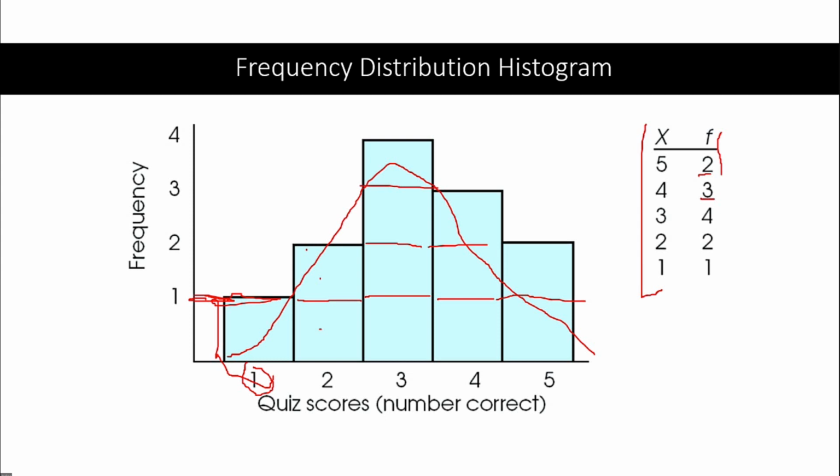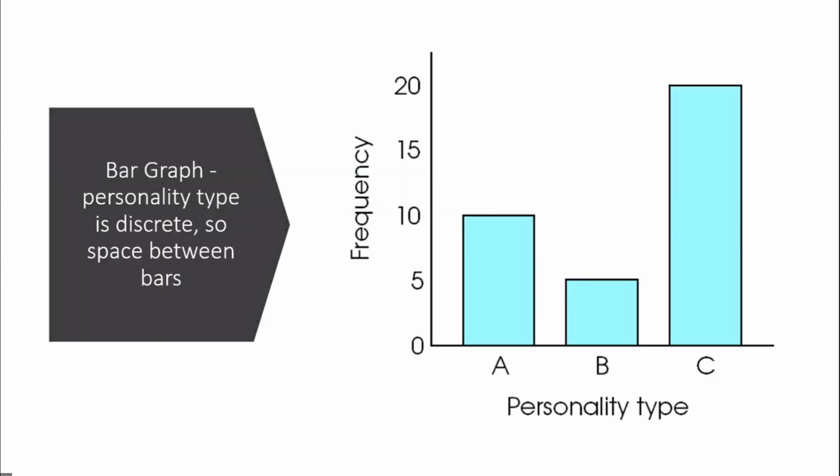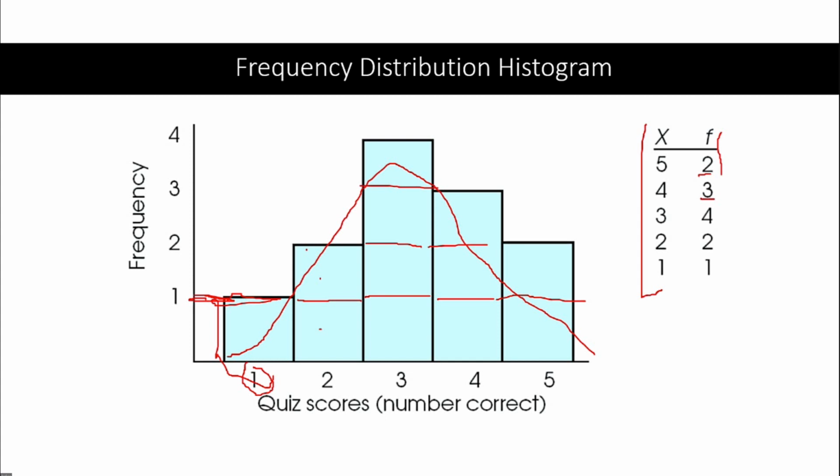When we have a discrete or categorical variable, we tend to just make a space between the scores because it's not a continuous measure. We would just want to show it's not continuous. So with the frequency distribution, they're pushed together.